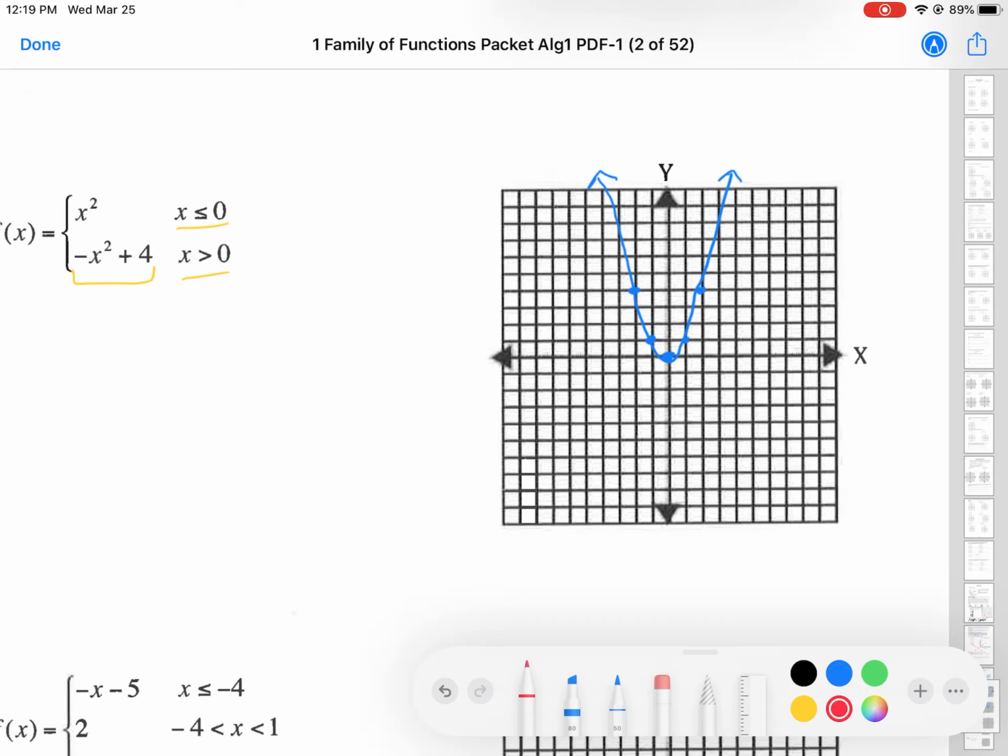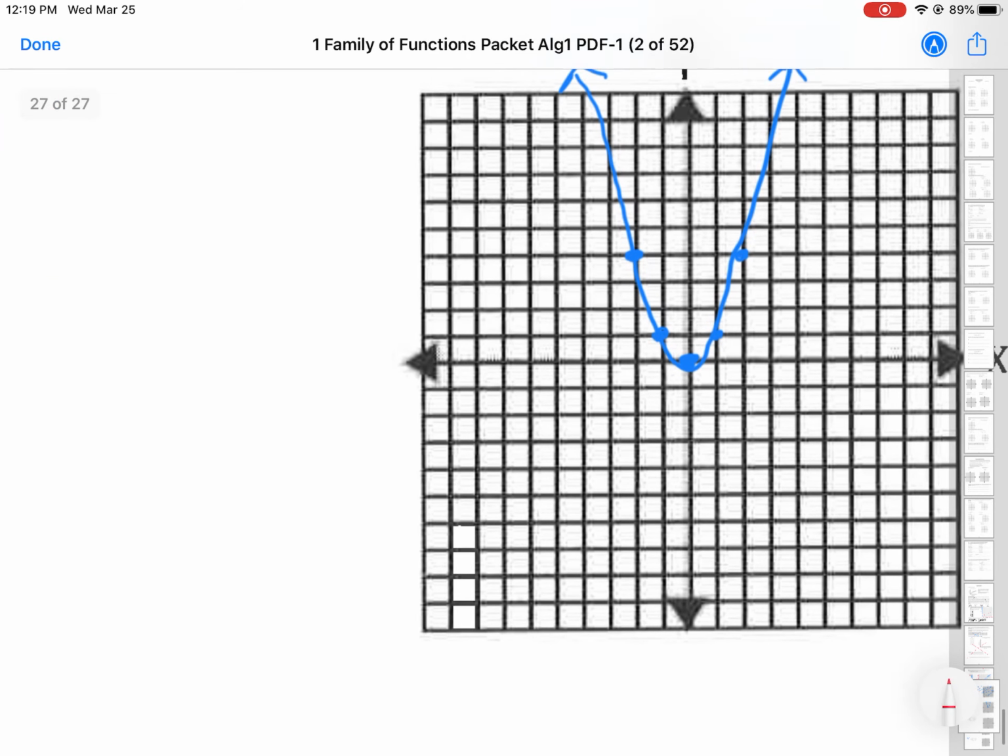Now, negative x squared plus 4. So let's think about that going back. The negative means that my graph is going to be flipped upside down. The plus 4 means my vertex starts at a y-intercept of 4. So 1, 2, 3, 4. And it's the same thing. I go down 1, left 1, down 1, right 1. I go left 2, down 4, because negative 2 squared is 4. 1, 2, 3, 4. And then right here.